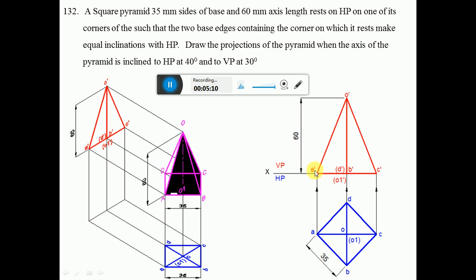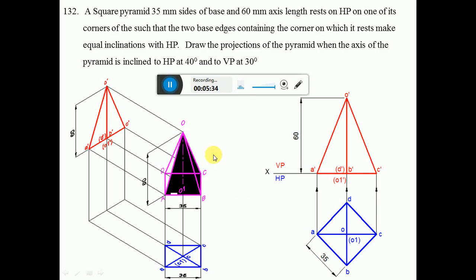So you are going to get a dash when you look from the front view. A, B, C is near to the observer, so A dash, B dash, C dash is visible, and D dash is away from the observer, it is invisible. O1 dash is invisible because edges AB, BC are going to hide this, so O1 dash becomes invisible. Then you measure the height of 60 mm from this and you mark this point O dash. Then O dash is a visible edge.